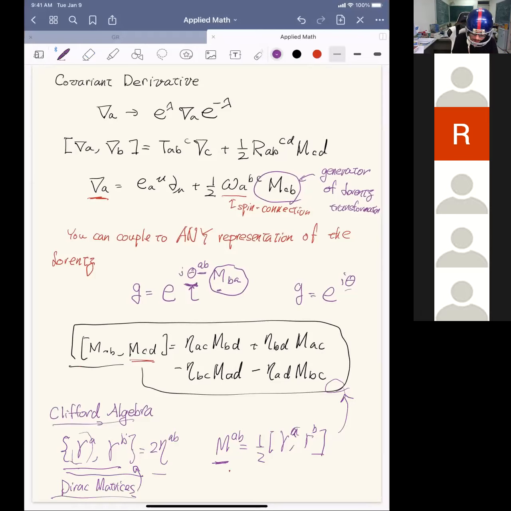So if you have any matrices that satisfy this anti-commutation relation, then using these matrices, you can construct an M_AB that will satisfy this commutation relation. And therefore, the solution that you get from the Dirac matrices is another representation. This kind of representation describes, as I mentioned, spin one-half or half-integer spin states. For example, the electron, quarks, and neutrinos all transform under this.